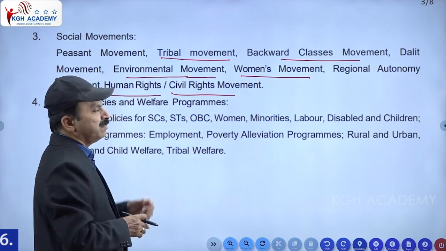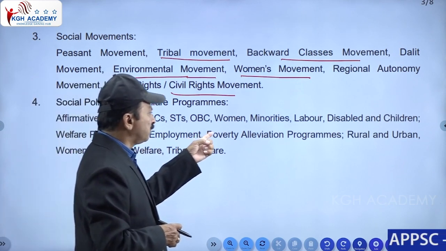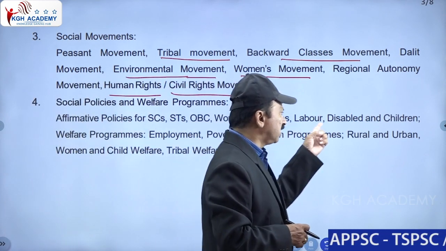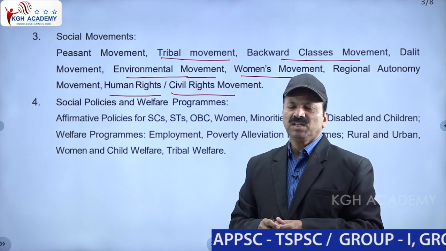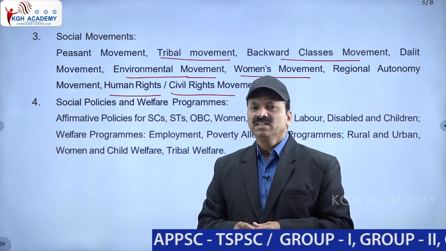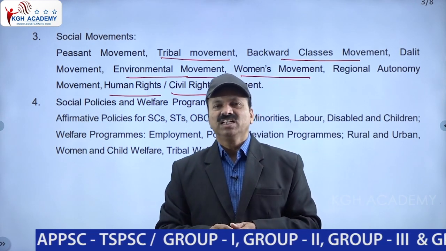So policies, affirmative policies done by the government. That's one of the important points you have to remember. Minorities, labor, disabled and even children, for the development of children. Sometimes children are sent to work, that's why the child labor problem develops. That's to abolish, to avoid child labor.